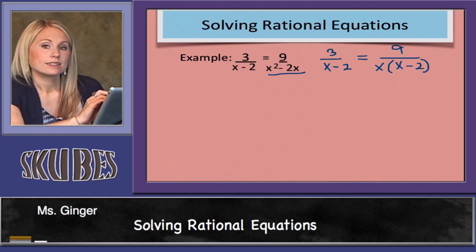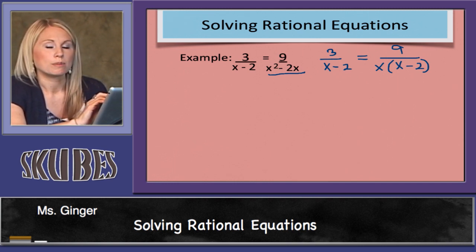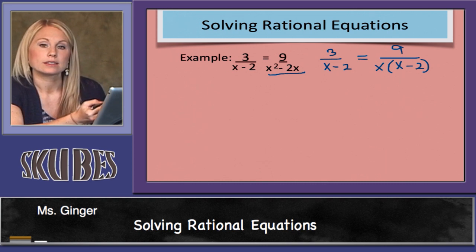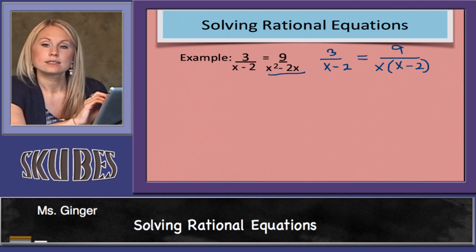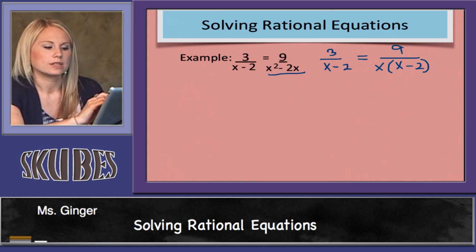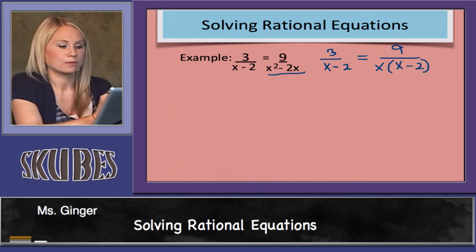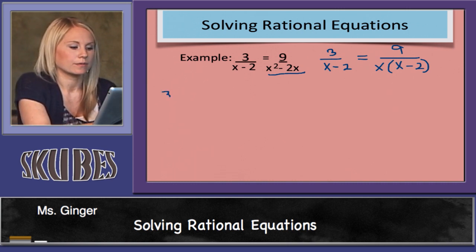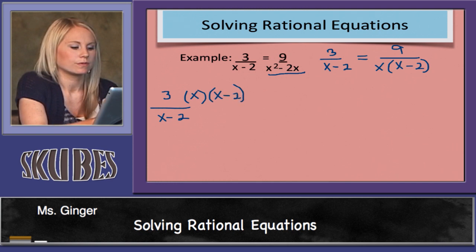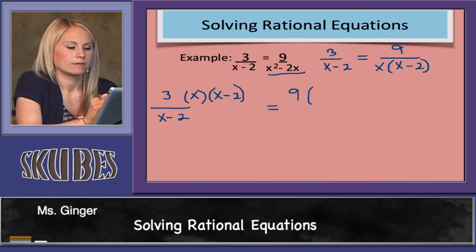All right, our next step for our strategy was to multiply both sides by the least common multiple of the denominators. So that's going to be x times x minus 2. The least common multiple is going to need to contain each different piece that you see in your denominators. So we're going to set that up here. So our first side, our left-hand side, needs to be multiplied by x times x minus 2. Okay. And our second side does as well.